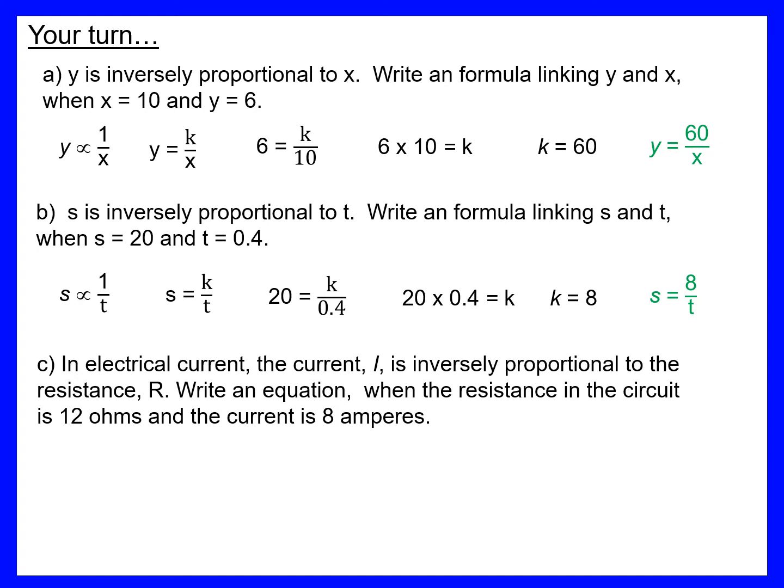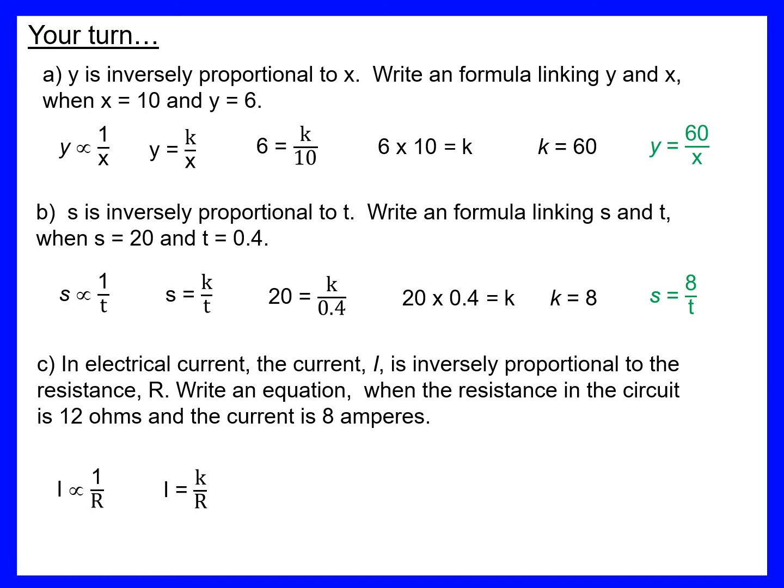Finally then, in context, so an electrical current, the current I is inversely proportional to the resistance R. Write an equation when the resistance in the circuit is 12 ohms and the current is 8 amperes. So we've got I is inversely proportional to R, so I is proportional to 1 over R. We change that to an equation. I is equal to K over R.